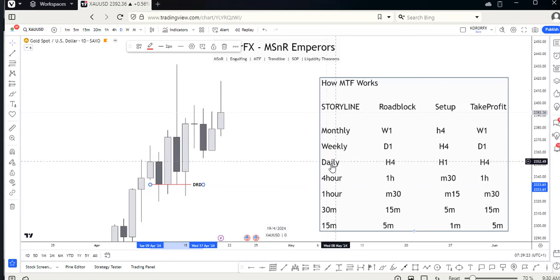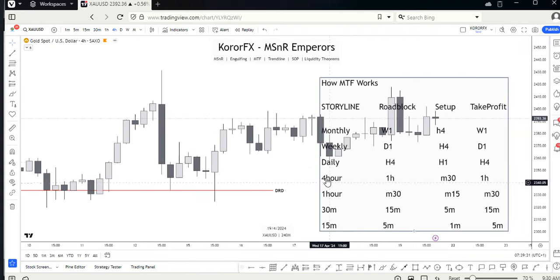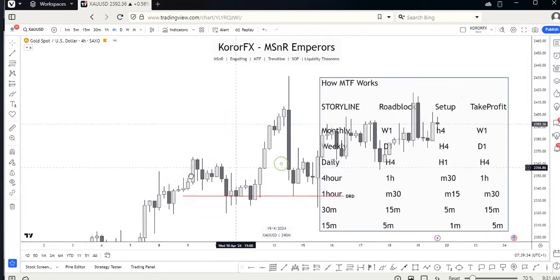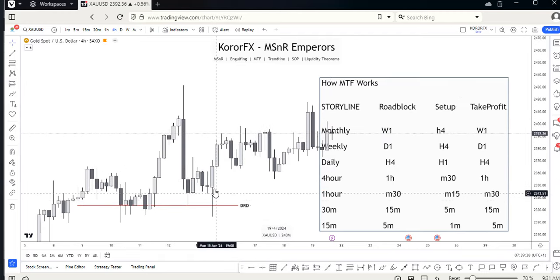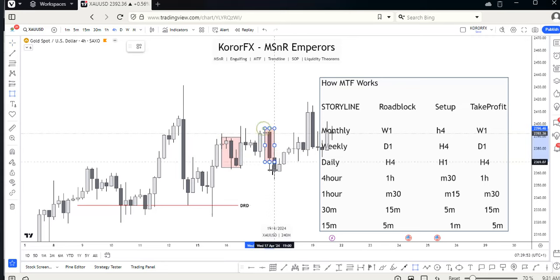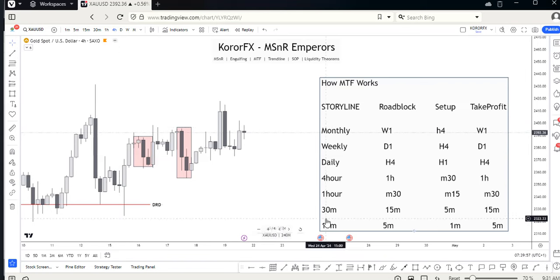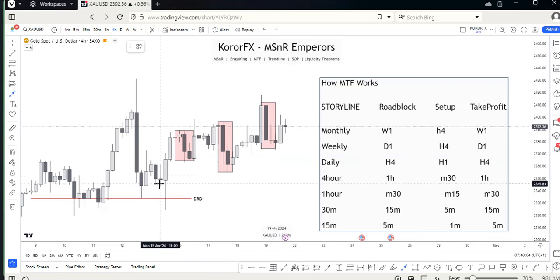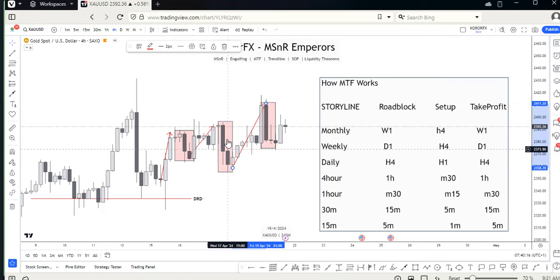Since this is daily, H4 will be my roadblocking. I go to H4, and roadblock means any pullback. For example, price rejects here, and then you can see it's breaking. So H4 roadblocks are here, this roadblock, this roadblock also, another roadblock. The real direction of this market is this bullish momentum. That is not a roadblock, that is the real movement. So roadblocks are pullbacks.